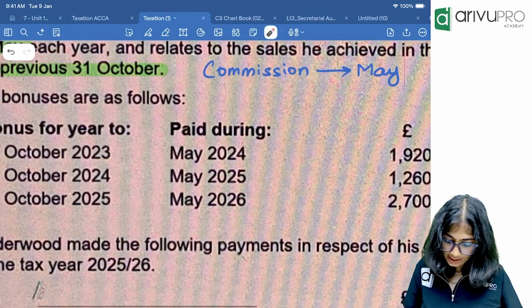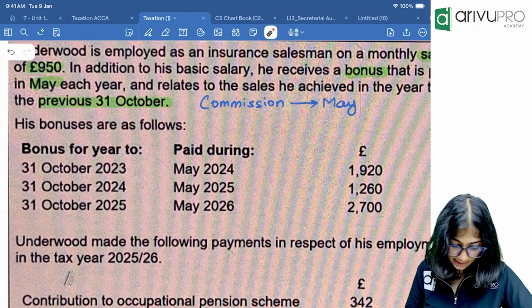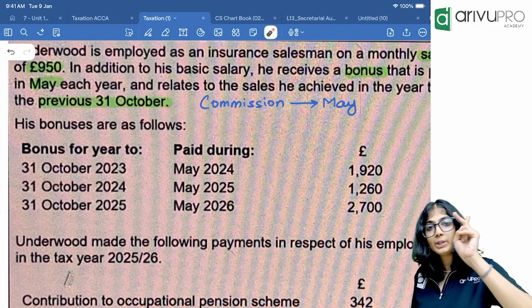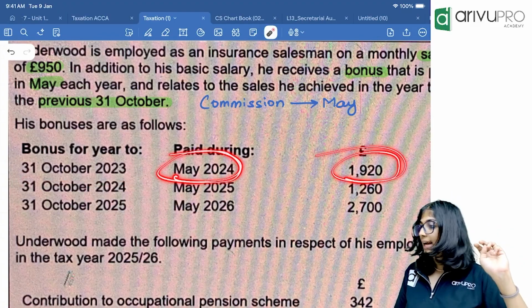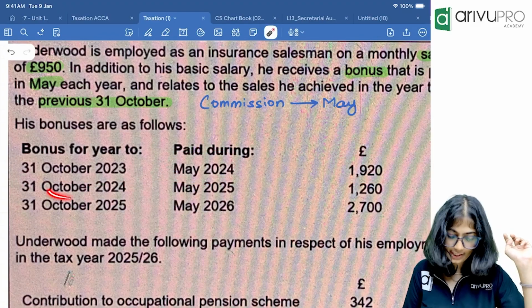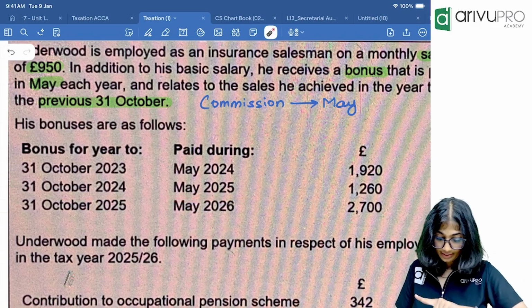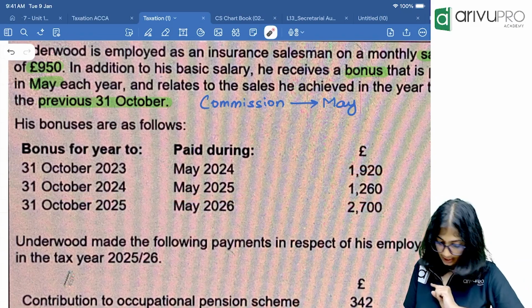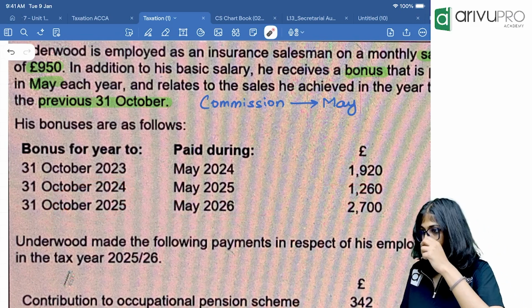And here they have given for 3 years. So for 3 years, they have given the bonuses. That is from 2022 to 2023, he got paid on May 2024, 1,920. Similarly, 2023 to 24, he got paid on May 2025, 1,260. 24 to 25, May 2026, 2,700.